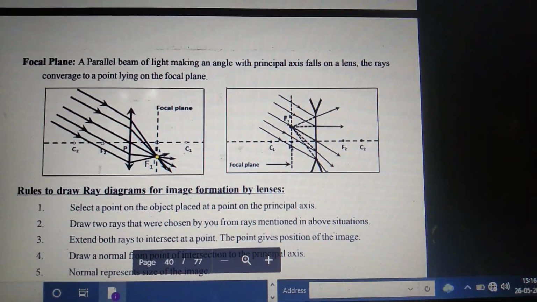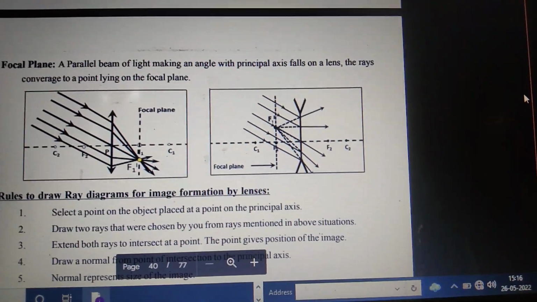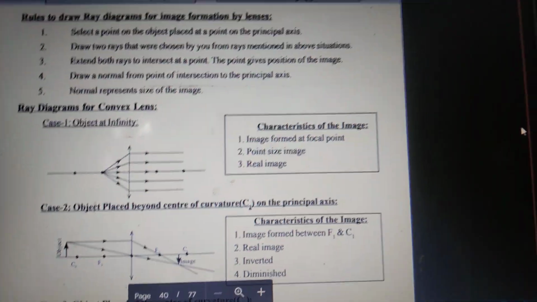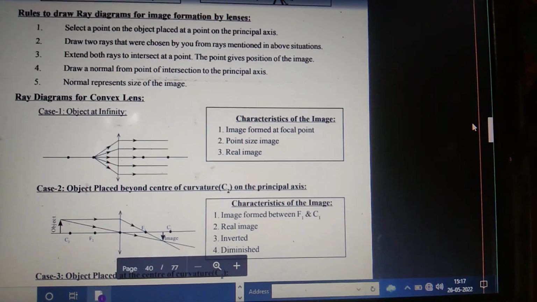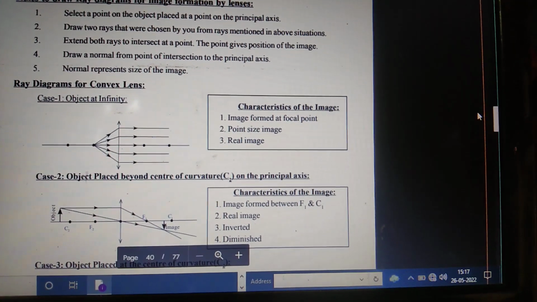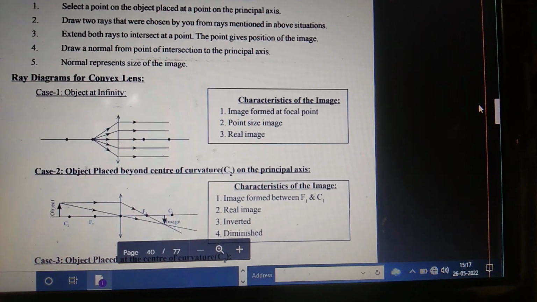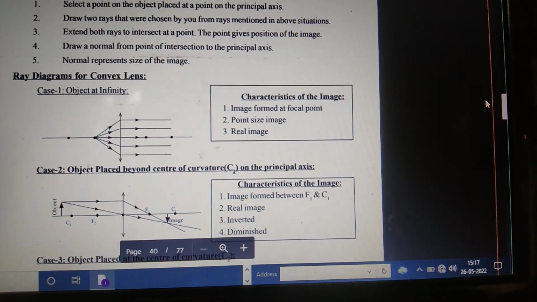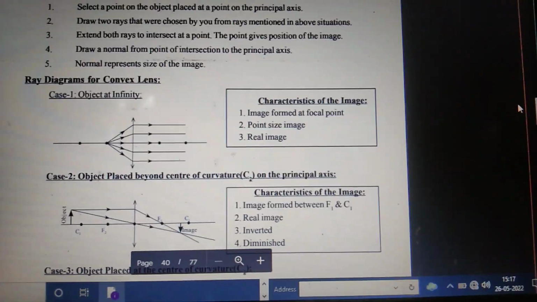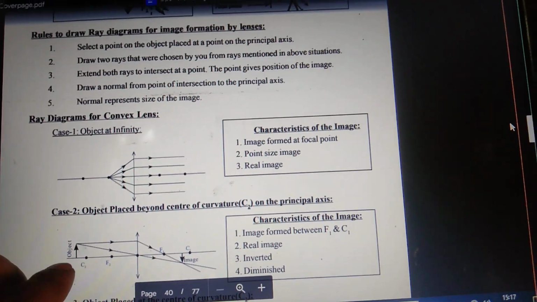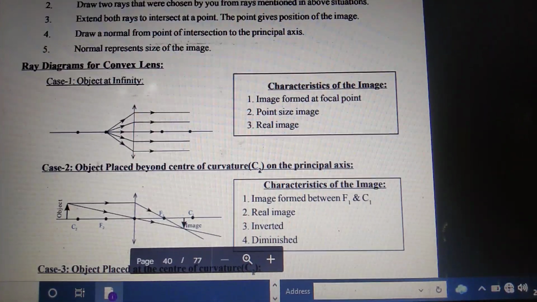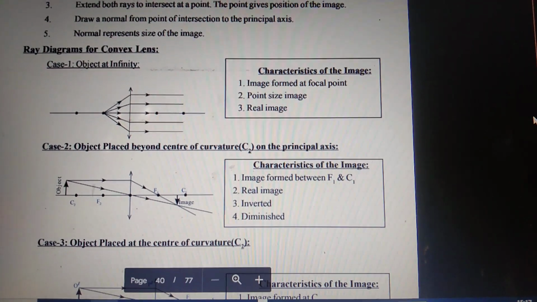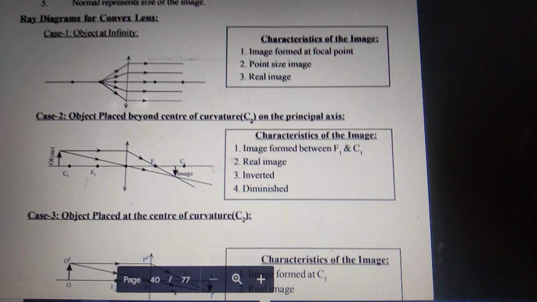Okay. Now rules to draw ray diagrams for images formed by lenses. Okay. Coming to rule number 1. See ray diagrams of convex lenses. When we place an object at infinity, the image forms at the focus. So you will get a point-sized image, which is a real image. Coming to the second one, when we place an object beyond the center of curvature, where will you get the image? You will get the image between F and C, and it is a real image, inverted and diminished.